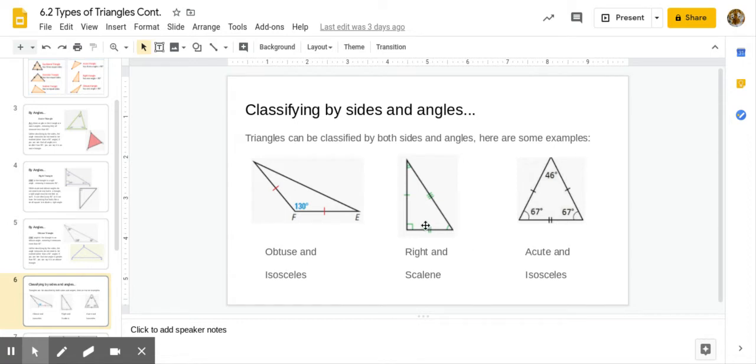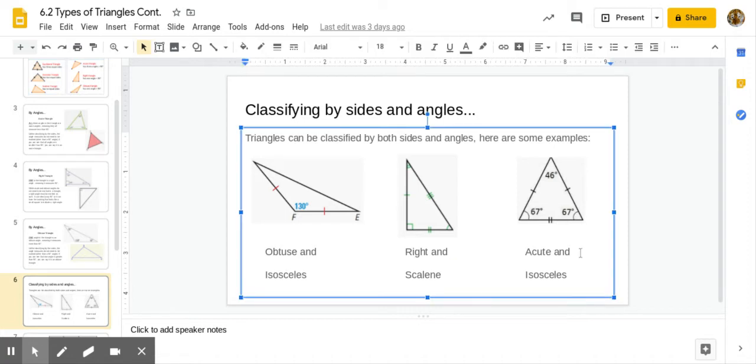Our next one is a right triangle. We see that because it has this 90-degree angle mark here in the corner. But we also can see we have one tick mark on this leg, two tick marks on this leg, and three tick marks over here. And so those are all different lengths, meaning that triangle is scalene.